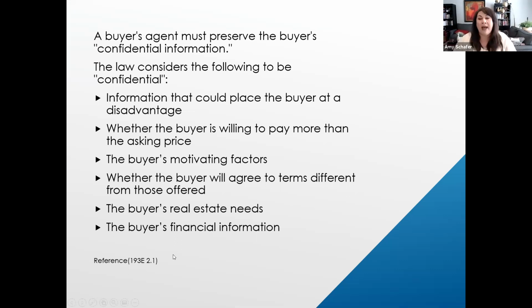We're just talking about buyers now. So anything that would put them at a disadvantage when negotiating, whether the buyer is willing to pay more than what the asking price is, the buyer's motivating factors, whether the buyer will agree to terms different than those offered, their real estate needs, and their financial information.